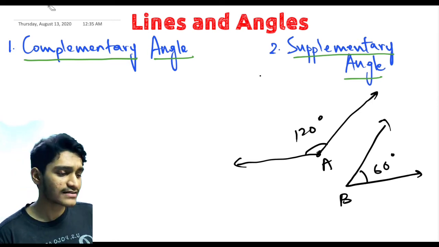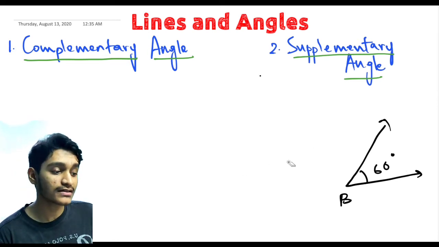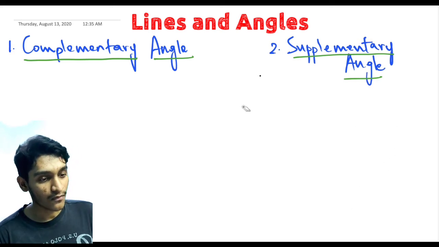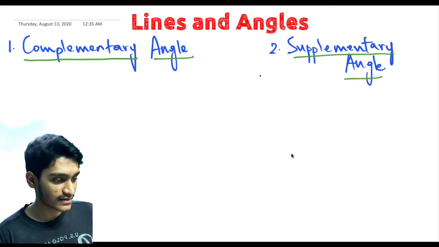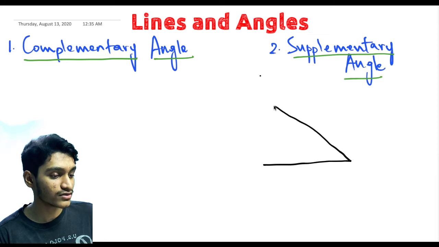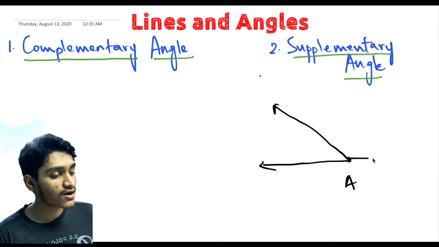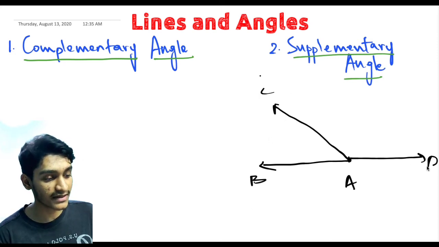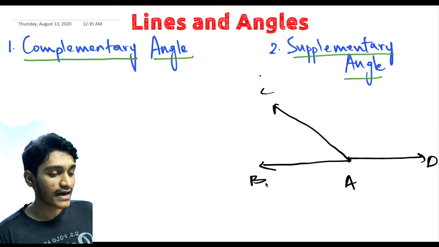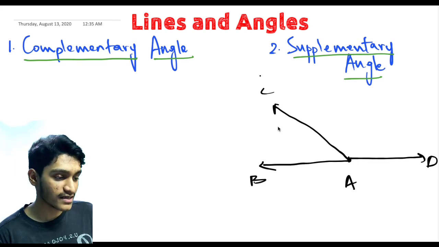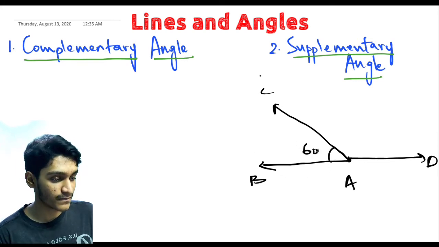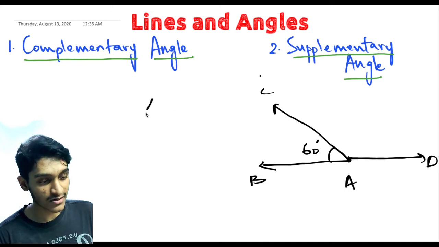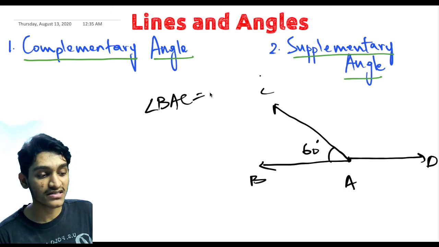Well, let me give you another example and a better depiction of supplementary angles. If I have one such angle, something like this, this is one of my angles. The point over here is A, and this is one of my other angles. So A, B, C, D. I measure it something like this. If I measure my angle BAC, my angle BAC is 60 degrees.